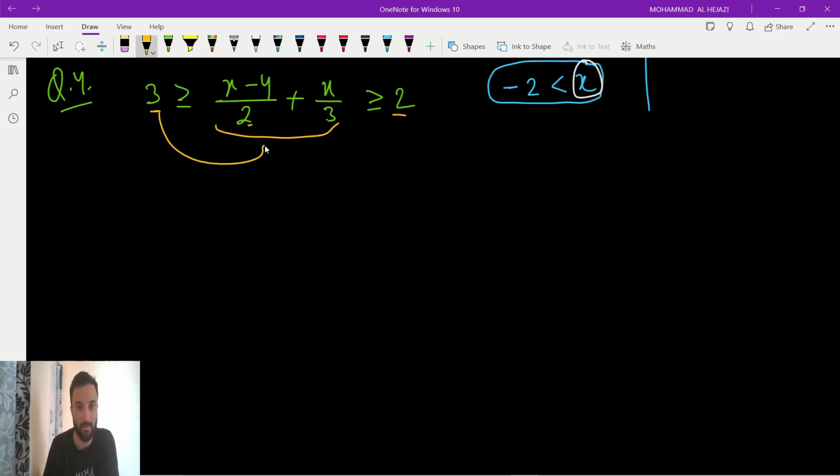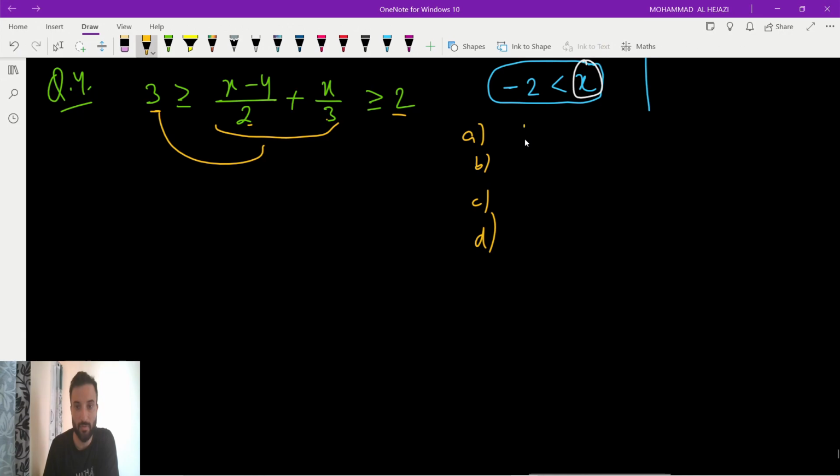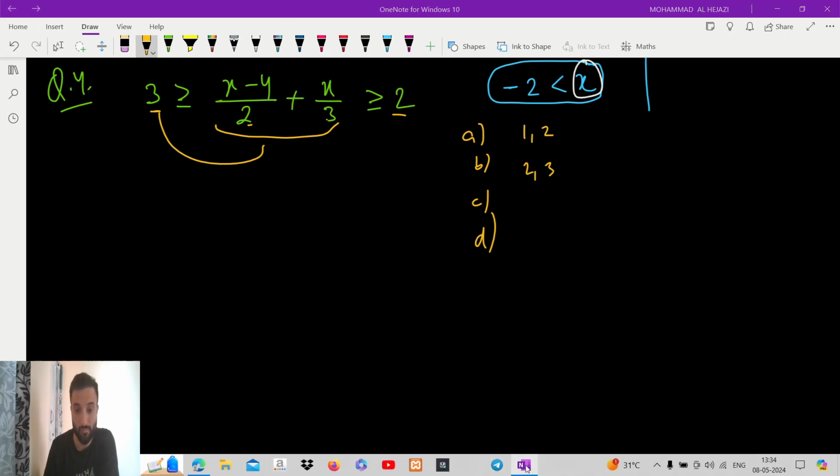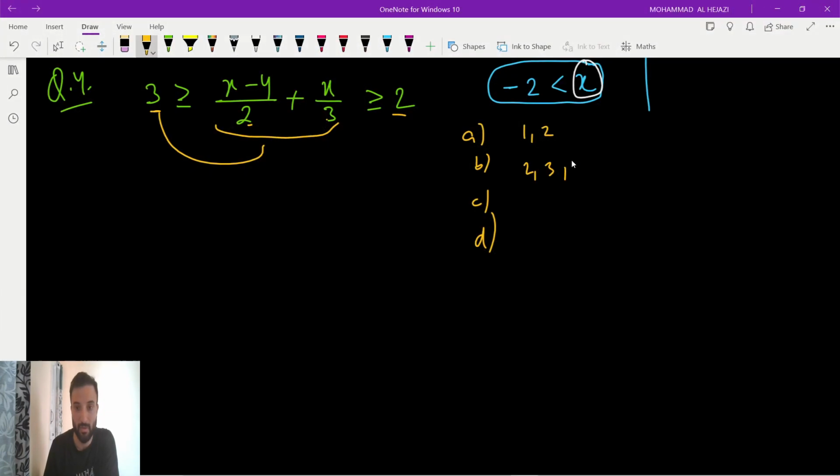So we'll take the first and second part. Guys, see, if you do the first and second part, then the second and third part, it will be a bit lengthy. So what we will do, we'll write all the 4 options, and now we'll substitute. The options are 1, 2, 3, 4, 5, 6, 6, 7.